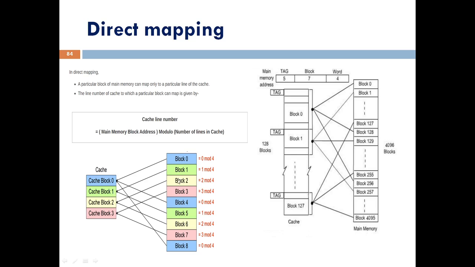Then 2 mod 4, remainder 2, it will go to cache block 2. Block 3, 3 mod 4, so again it will go to block 3. Here, from block 4, it will start again from 0, because the cache can have only 4 blocks. Again 0 mod 4, 1 mod 4, 2 mod 4, 3 mod 4, like that. Again the same blocks will go directly to the same cache blocks in the cache memory respectively. So this is the textbook diagram.